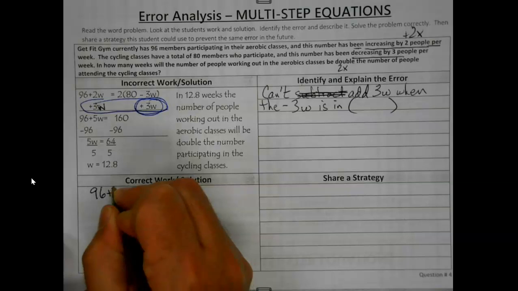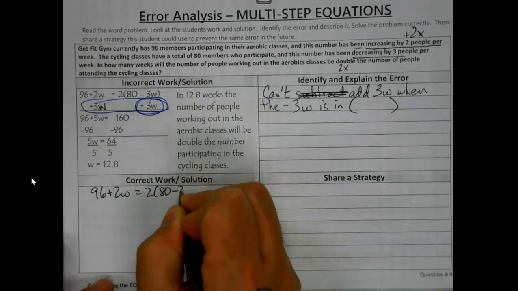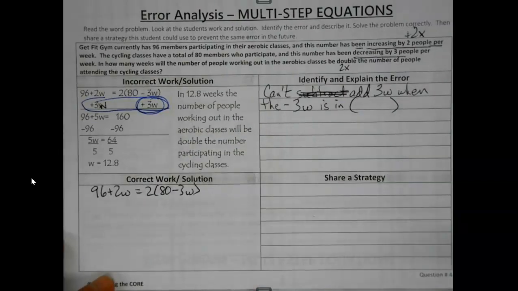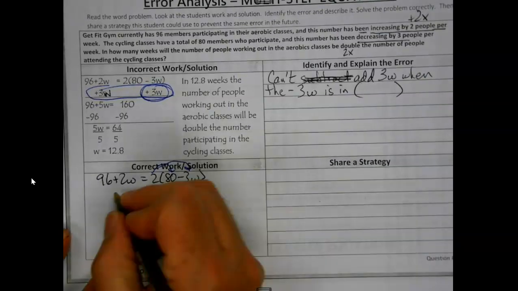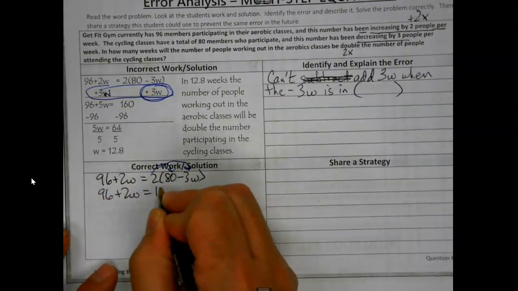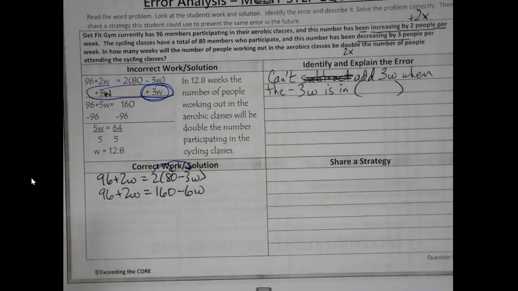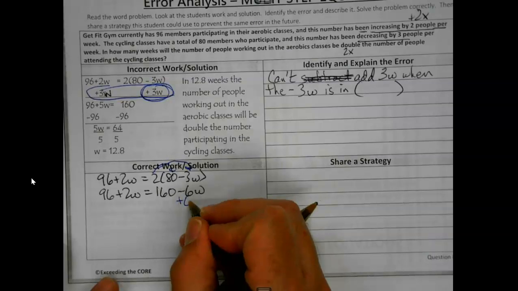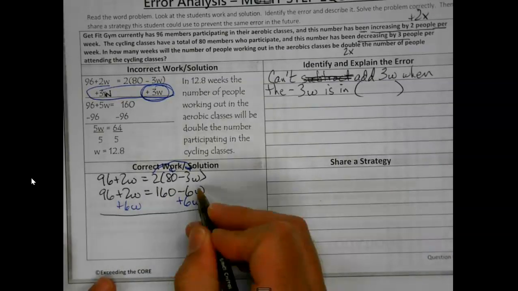Now, let's do it right. So I'm going to take a moment here. Because we know that whenever there's parentheses, we've got to distribute. So we're going to multiply that 2 through. Now we can start solving here. Now I can plus and minus stuff. Now that's legal.